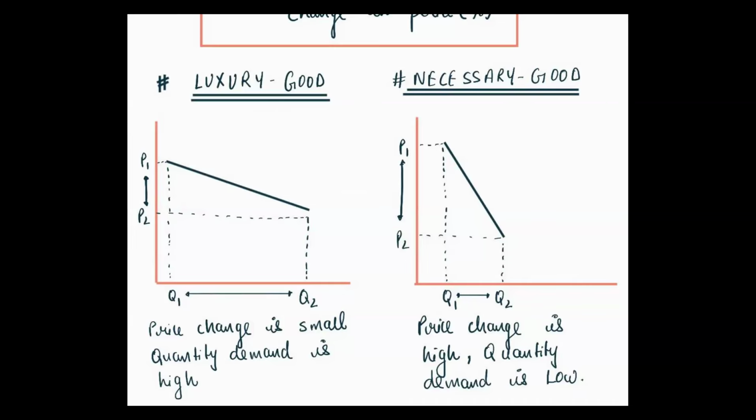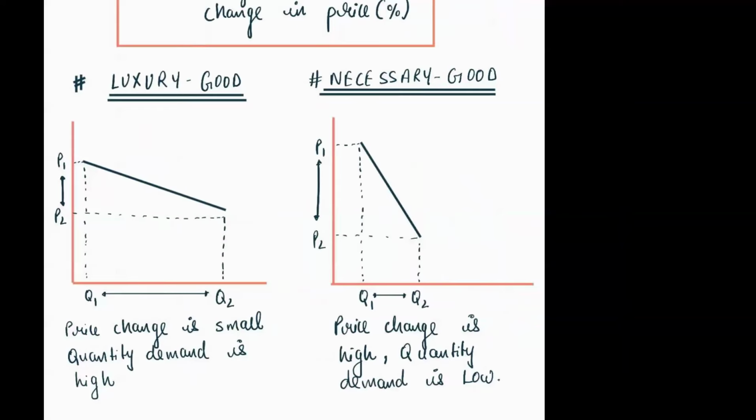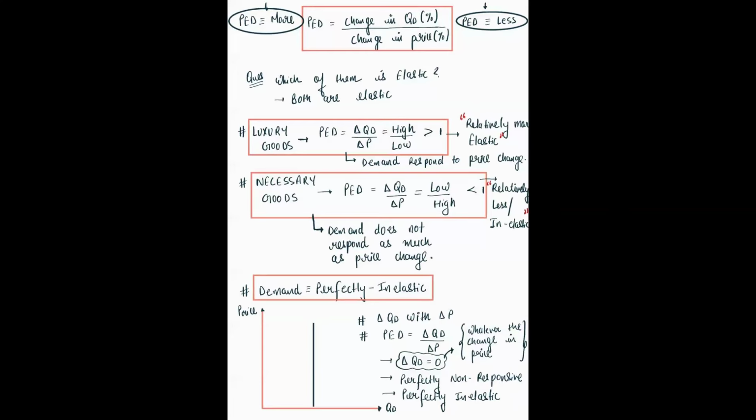So the point is written over here: price change is small, quantity demanded is high. Change in price is very small in Big Billion Days iPhone, but the quantity demanded goes from 10,000 to 10 lakh. Similarly, in life saving drugs, price change is huge. Maybe it can increase by 1,000, but the change in quantity demanded is very low, right? You will still need that quantity.